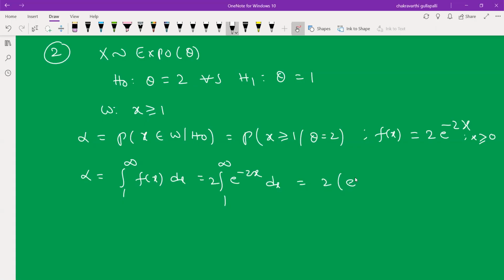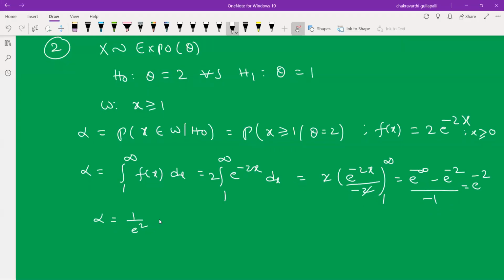2 into e power minus 2x by minus 2, from 1 to infinity. The 2 cancels, e power minus infinity minus e power minus 2, dividing by minus 1. e power minus infinity is 0, and with the minus sign we get e power minus 2. The alpha value is e power minus 2, or 1 by e square. Very, very important problem.